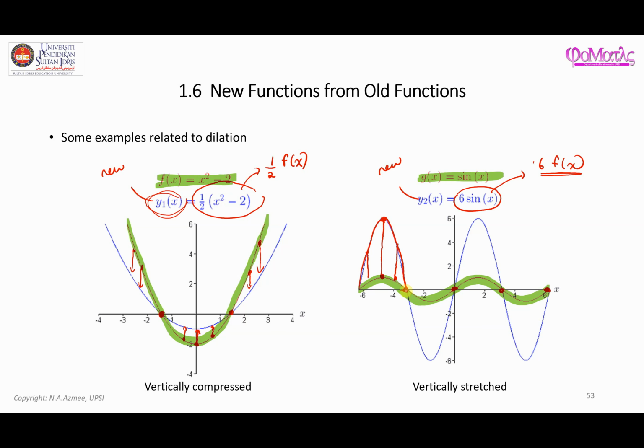So 0 is not going to go anywhere. It acts as an anchor. And for this one, it will be stretched in this direction. So you have a similar shape of graph except that it is being stretched. You're moving this in this direction, so you will get this new graph here. So basically that is the idea of vertically compressed and vertically stretched.